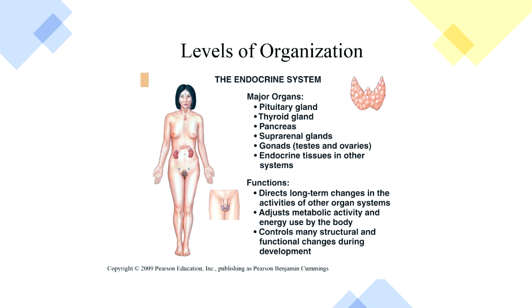Next, we have the endocrine system. The major organs there are the pituitary gland located in the brain, the thyroid gland, and the pancreas. And this basically deals with hormones and communication within the body, and this is also how metabolism is regulated through the endocrine system. The endocrine system basically controls your metabolism.